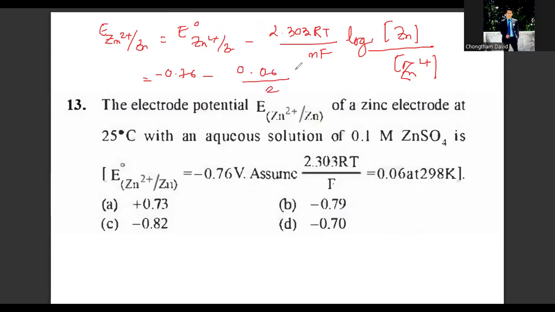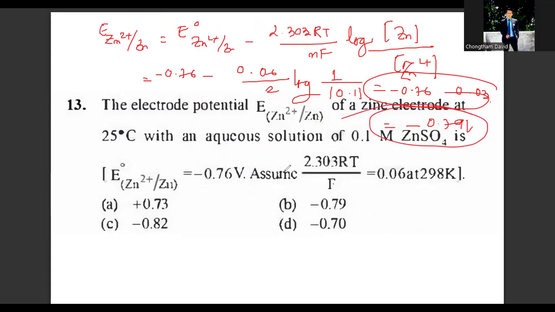Okay, let us calculate the answer. What is the value of n? 2. Log of 1 by 0.1. So it gives the standard value 0.76 and 0.03. If you add this, you get approximately 0.79 volt. What is the answer for this question? B. I hope it is understood. Good. Let's move on to question number 14.